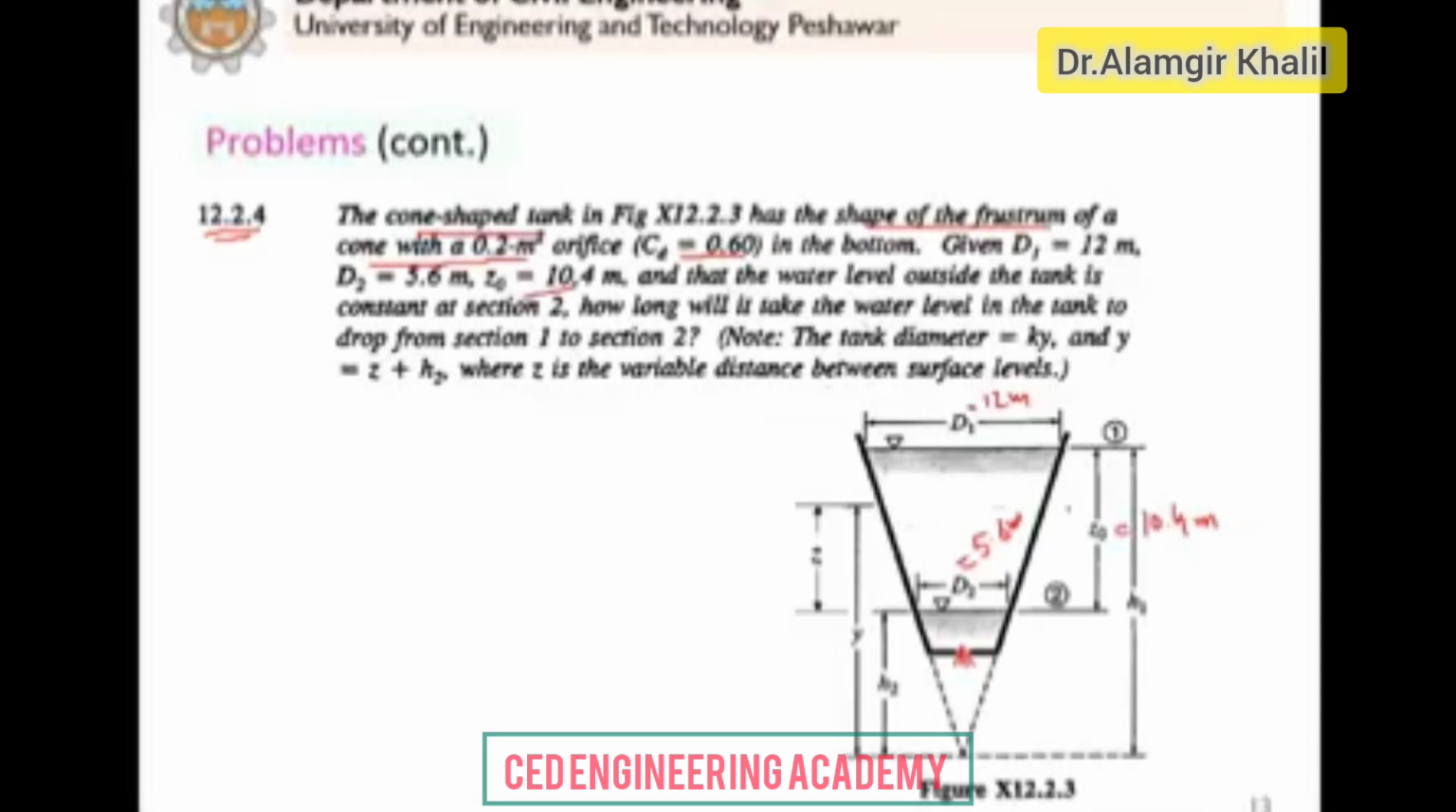Now it says, how much time will it take for water level to drop from section 1 to section 2? What is given is that the tank diameter, whether small d or capital D, is equal to k times y, where k is a constant. It means that the diameter is changing with respect to y. It is not constant. This is given in the question. So accordingly you will work. And y is equal to z plus h2. This is given in the question.